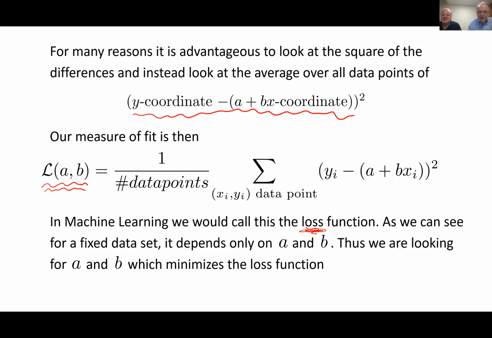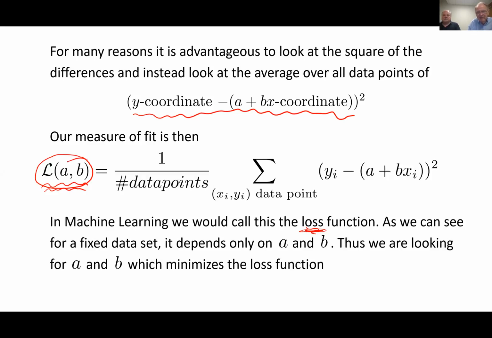And so what's the idea here? The idea is that we want to find a and b. We want to find a line. So that means we want to find a line, a and b, that minimizes this number here. So you want to find a and b so that this number here is as small as possible.